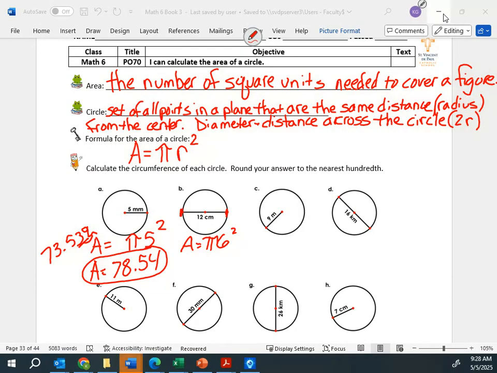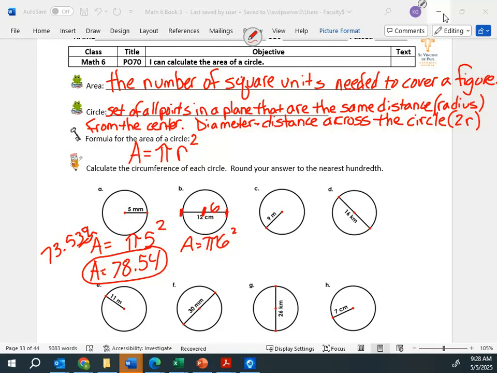Our diameter is 12. We don't want the diameter, we want the radius. So if you're given the diameter, you need to divide it by 2 to find your radius. So that was exactly right. So our equation is the area equals pi times 6 squared.